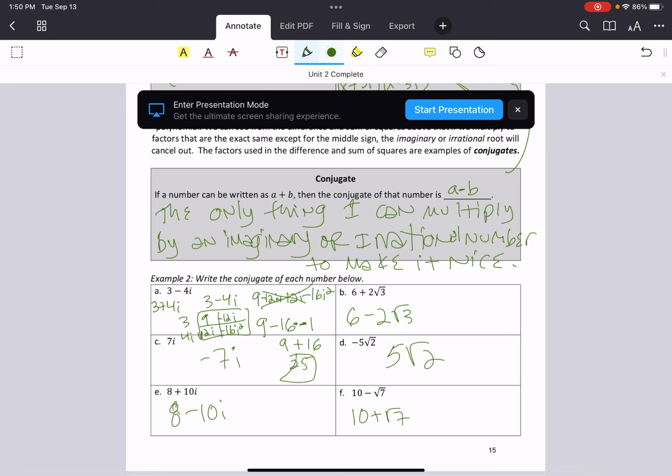Weird, right? I took these two super complicated complex numbers, but because they were conjugates, they turn into a nice number. That's what I mean when I say the conjugate is the only thing I can multiply a complex number by to make it a nice number. Anything else that I would have multiplied the 3 minus 4i by would have given me a bunch of i's in it and a bunch of stuff that didn't cancel. Okay? Is that making sense?